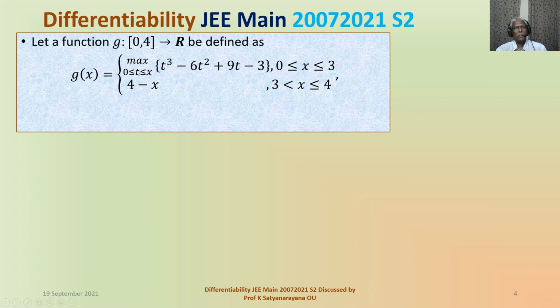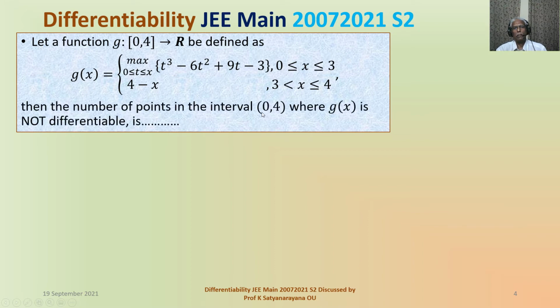So as t is ranging from 0 to x, including 0 and x, the function is this, and x varies from this to this, and you have to consider the maximum value. Then the number of points in the open interval 0 to 4 where g of x is not differentiable is? Solution. Let f of x be equal to x cube minus 6x square plus 9x minus 3.